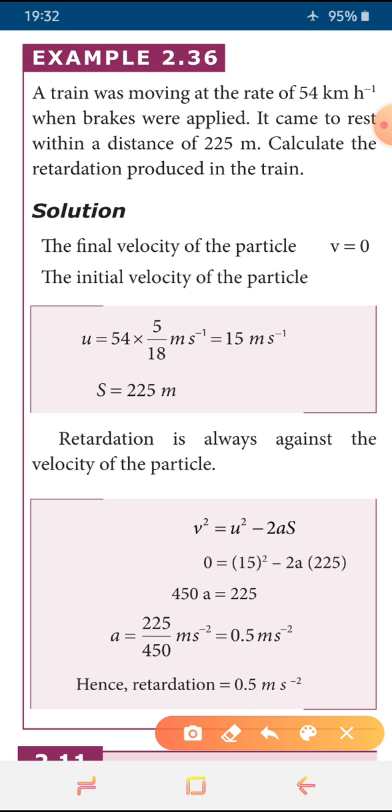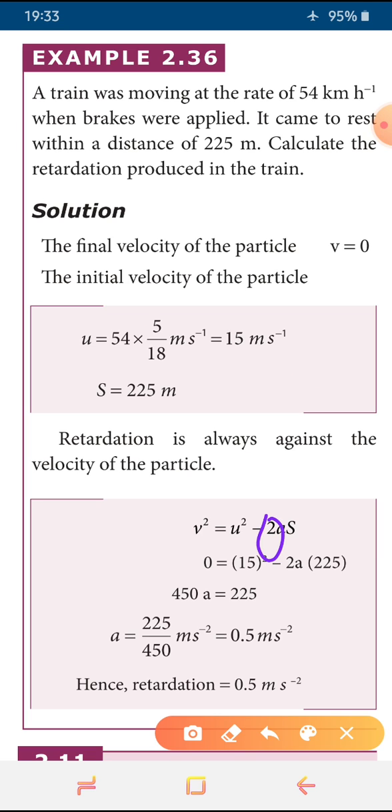It is the deceleration, so acceleration is taken as minus. Then we are substituting. The final velocity of the train, definitely it will come to rest, so final velocity will be taken as 0. Then the initial velocity: initial velocity is given in kilometer per hour, but we take it from our calculation, that is 15 meter per second.